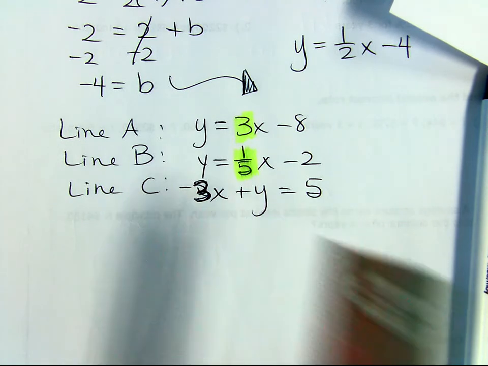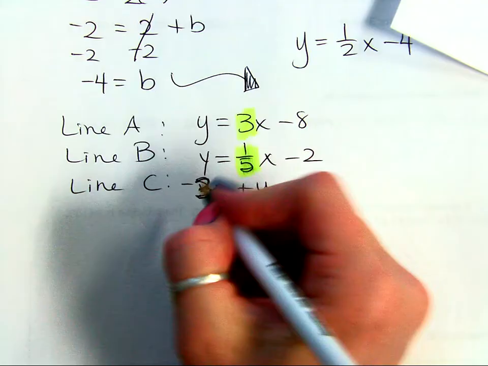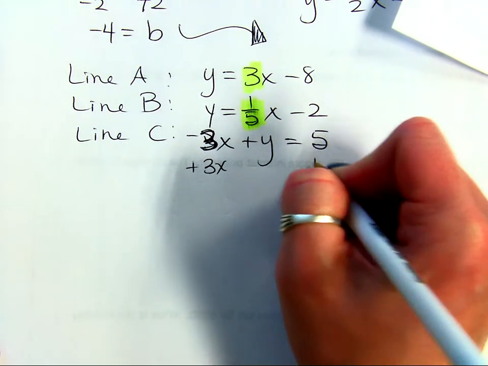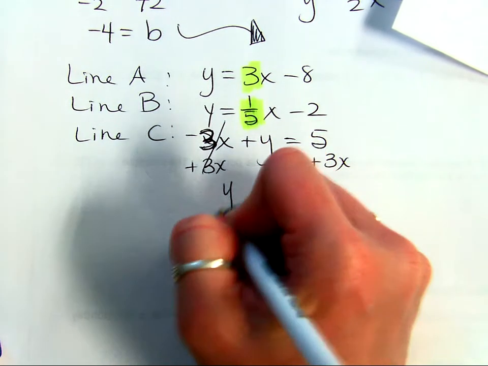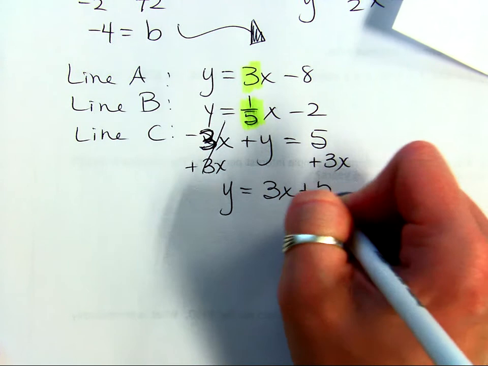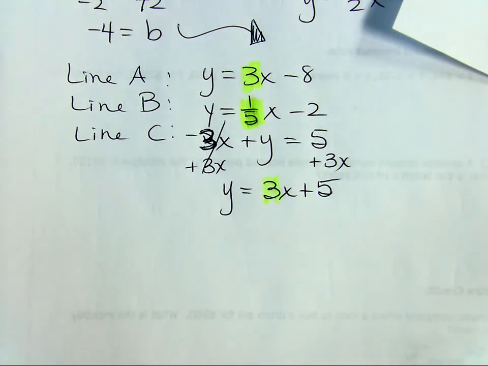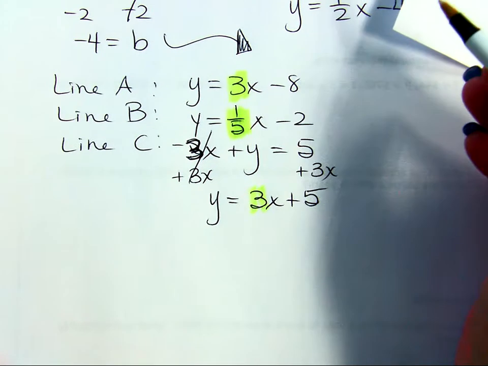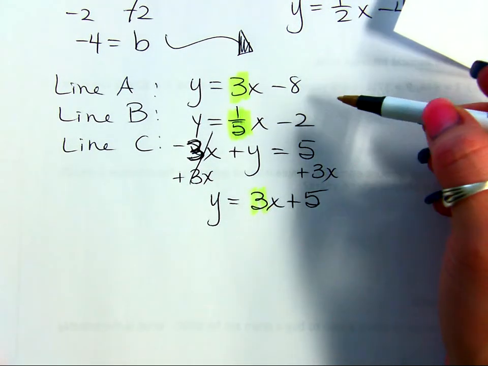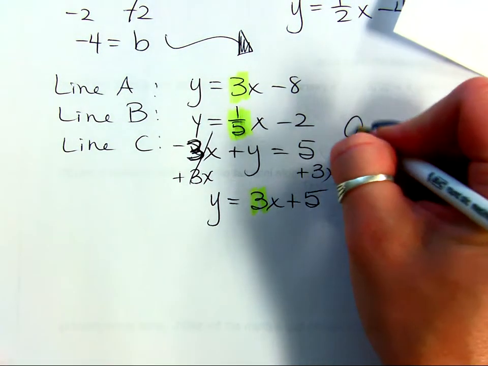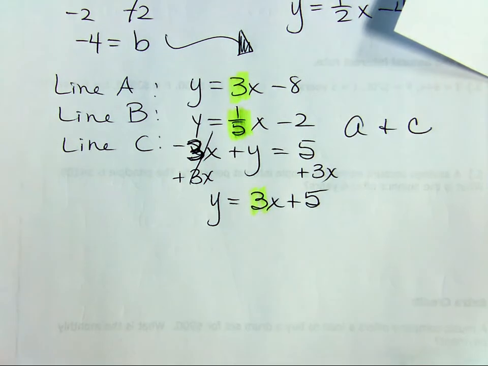So you know what you have to do. You have to get y by itself before you can compare them. And y is actually equal to 3x plus 5. And now is it parallel? Yes. So how would you write this answer? If the question says which lines are parallel to each other, you would just say A and C. That's all you would write: Lines A and C are parallel to each other. And that's it for parallel. Got it? So let's move on to perpendicular.